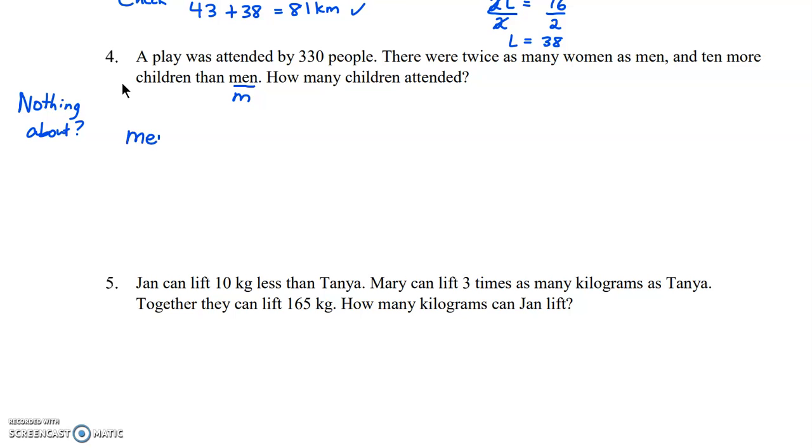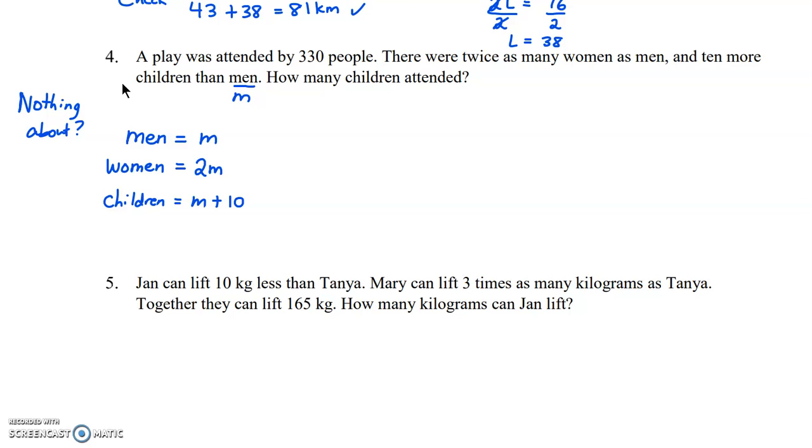So here we go. So here's the men. They are M. Now the others are relative to them. Let's figure out the women. There were twice as many women as men. Twice as many means 2 times. The women are 2 times the men, 2M. And 10 more children than men. The children are the men plus 10. 10 more children than men.